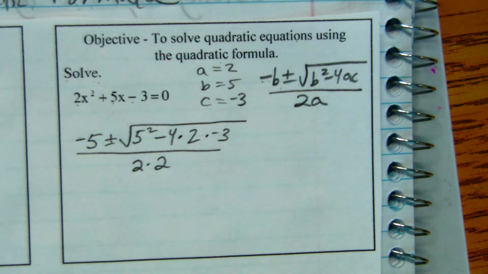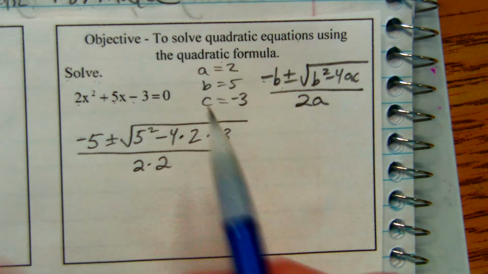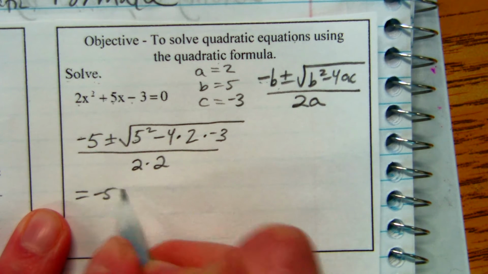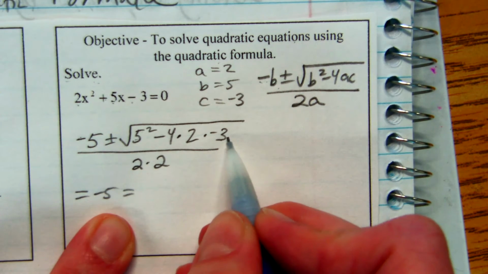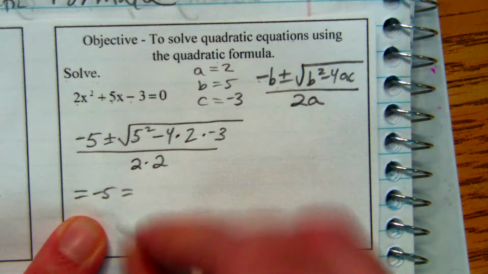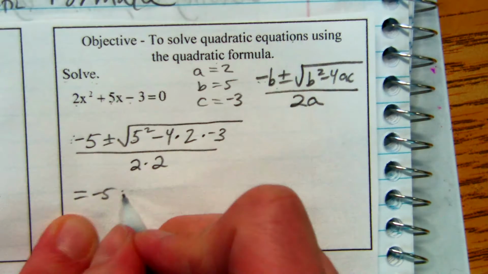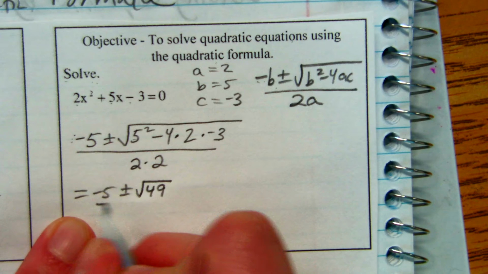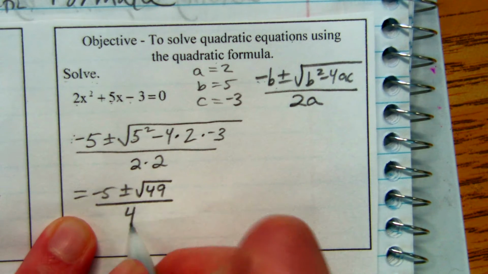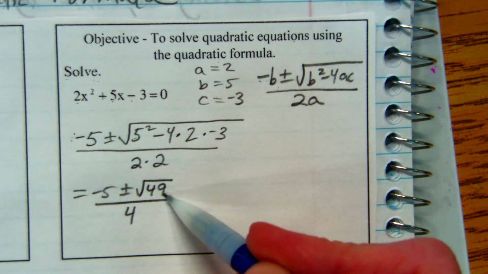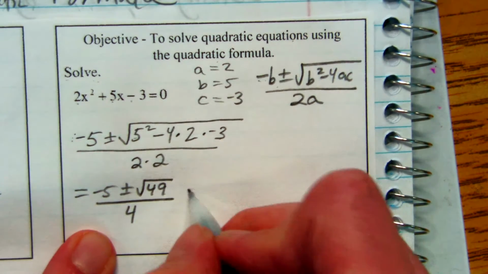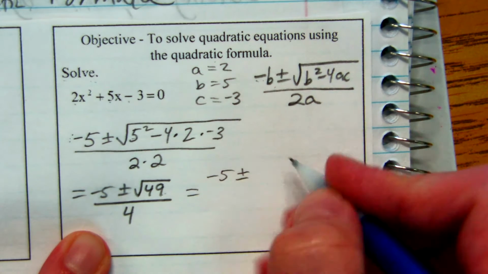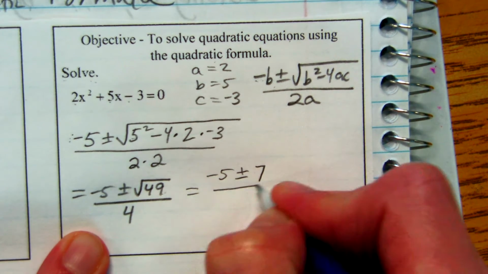And what you want to do at this point is figure out what's inside that square root. And you can just use your calculator if you want to type all of that in. And we end up with, I wrote equals instead of plus or minus, negative 5 plus or minus the square root of 49. And on the bottom, 2 times 2 is 4. So 49 is a perfect square. We can go ahead and do that. This would give me negative 5 plus or minus the square root of 49, which is 7, over 4.